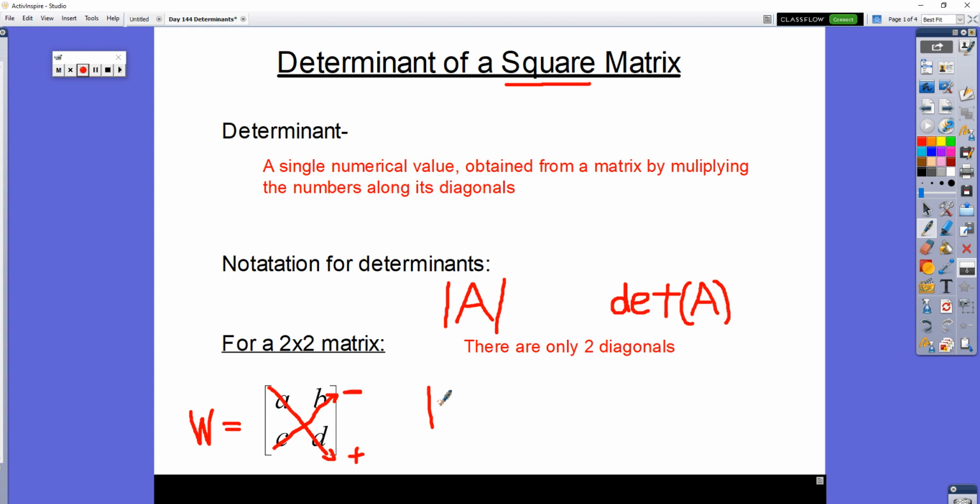So if somebody asked us to take the determinant of matrix W in this problem, I would start by multiplying A times D. That's my first diagonal, and whatever that product is, I'm just going to leave it alone. Whether it's positive or negative, I'm not going to touch it. And then I'm going to subtract the product of the diagonal along the other direction, so C times B. So this is how you find the determinant of a 2x2 matrix.